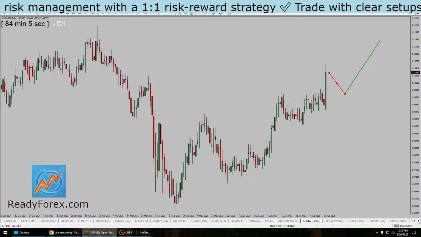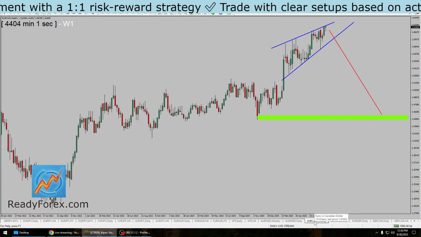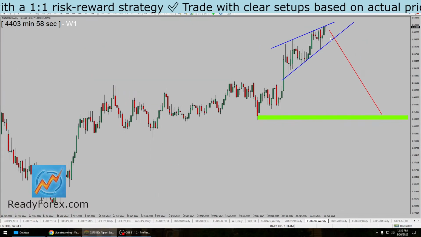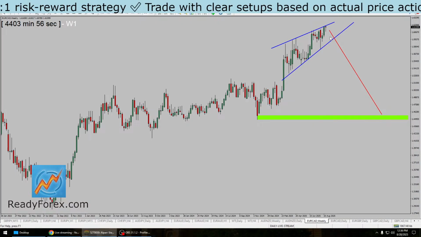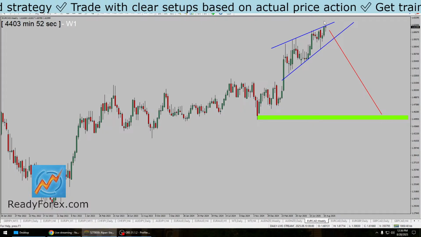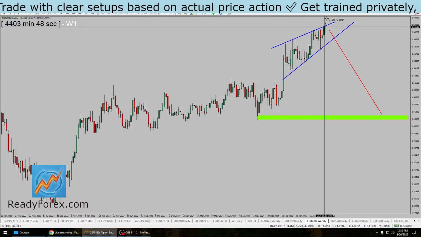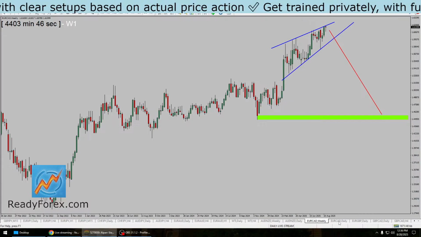Next one is the EURUSD. This one looks to me like we're getting a wedge shape formation, and these things usually try to show us some sort of a false bullish breakout first, and then we get a top and a drop.